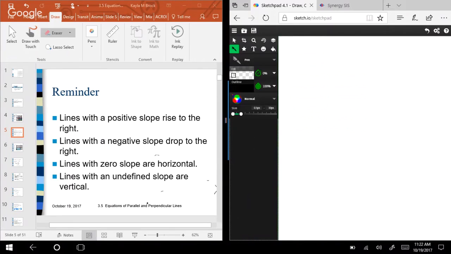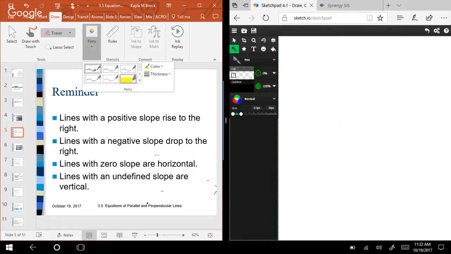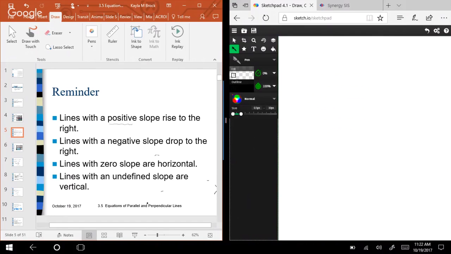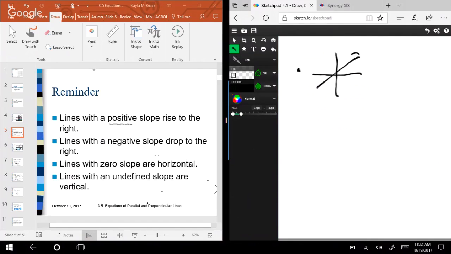Okay, reminder: lines with a positive slope rise to the right. And what does that mean? If we wanted to write a little picture to the right of this dot, I'm going to write it on the Sketchpad. Basically, if you have an x and y table, the line with a positive slope is going to look like this. Okay, this is for bullet point number 1.